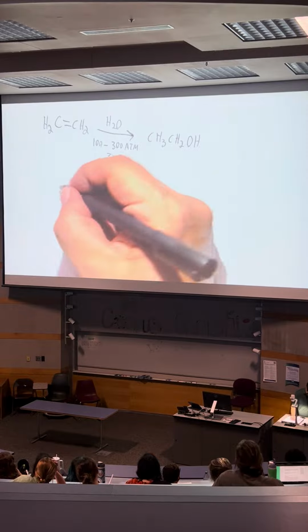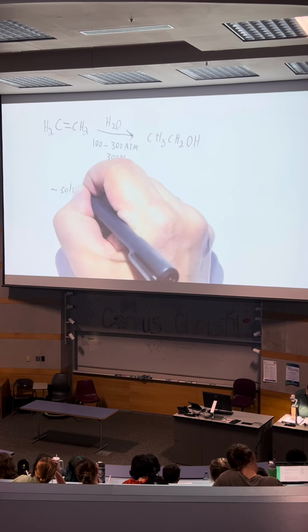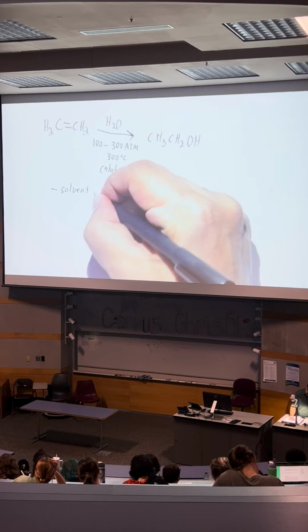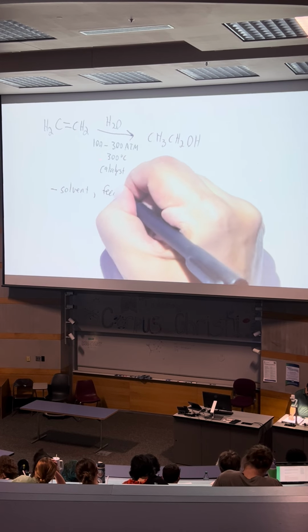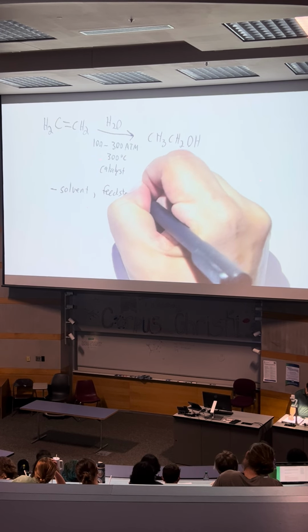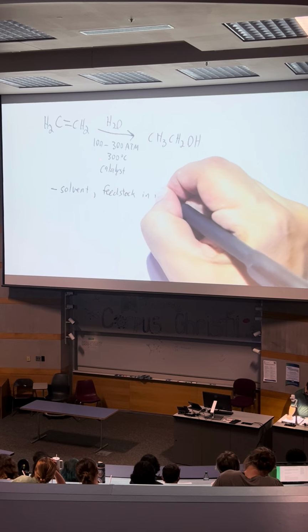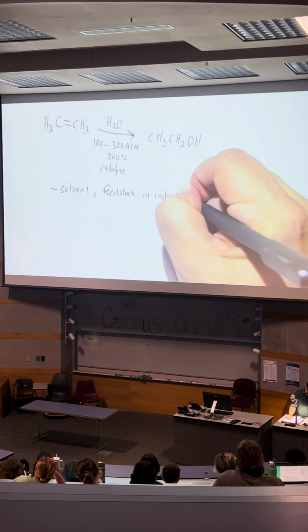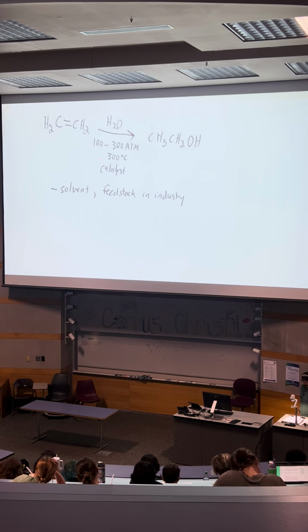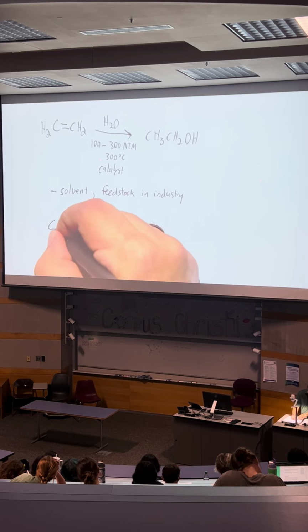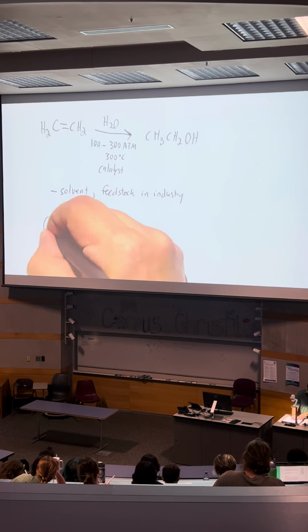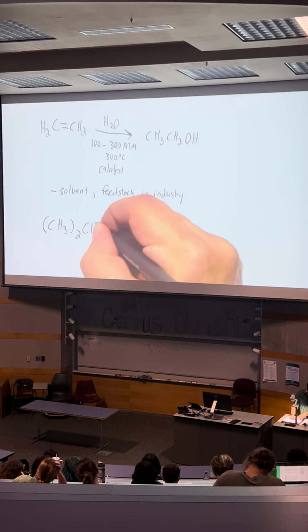It goes without saying that ethanol is also a very important solvent for chemical reactions. It's a very important chemical feedstock, just like methanol, both in industry and, of course, academics. And then the other one, which I think is worth spending just a little bit of time talking about, is isopropanol.